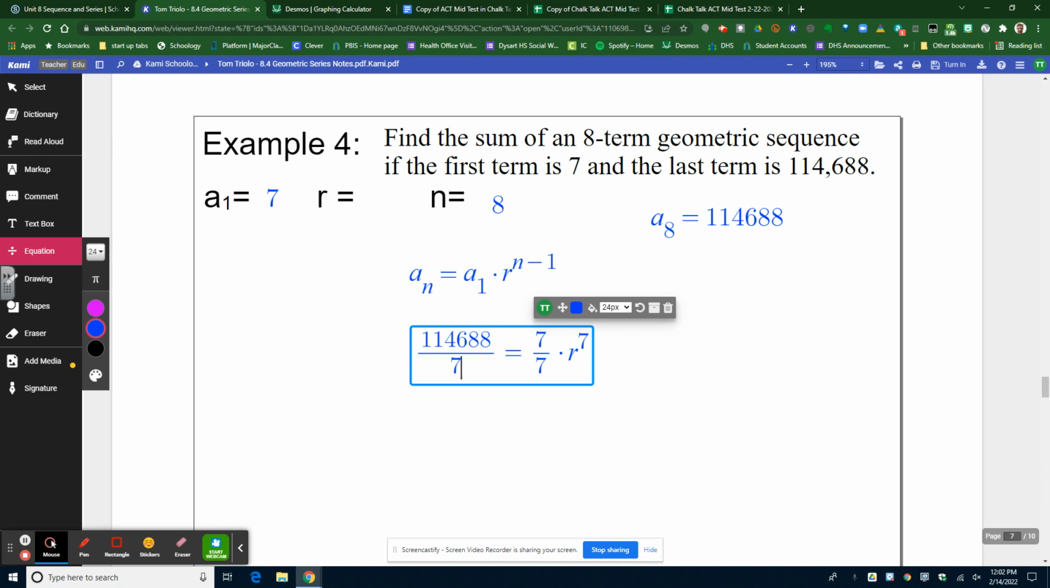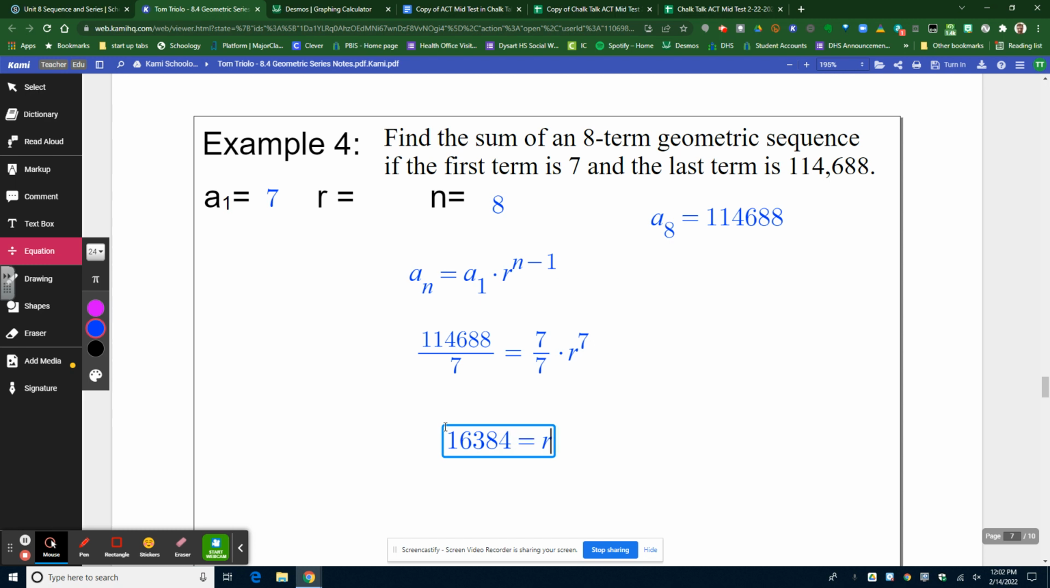So I would do that part in Desmos. 1,114,688 divided by 7. Somebody help me out. A number. Thank you so much. It's a whole number. Very good. It's a real number. 16,384. It's a real number. Okay.